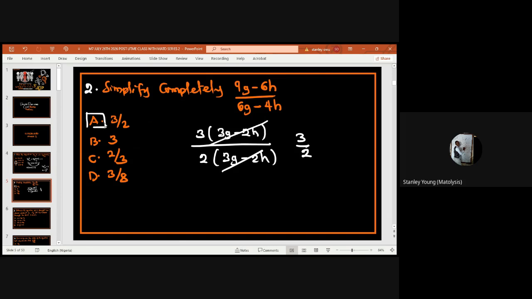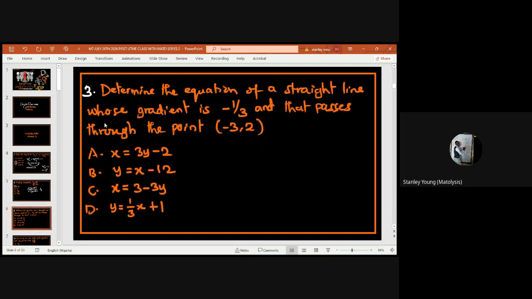That takes us to question 3. Determine the equation of a straight line whose gradient is negative 1 over 3 that passes through the point negative 3, comma 2. Feel free to pause the video and solve. All right, what do you do here? We go straight to the solution.